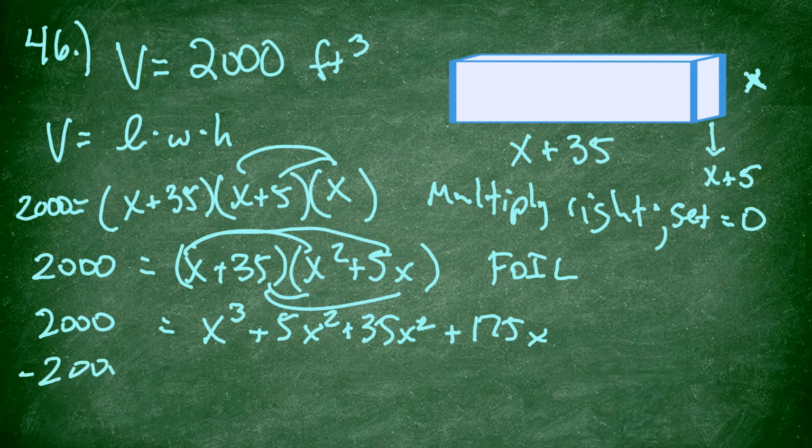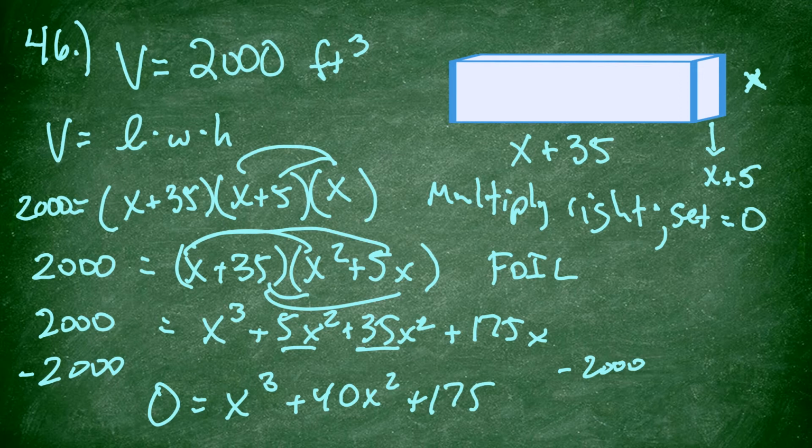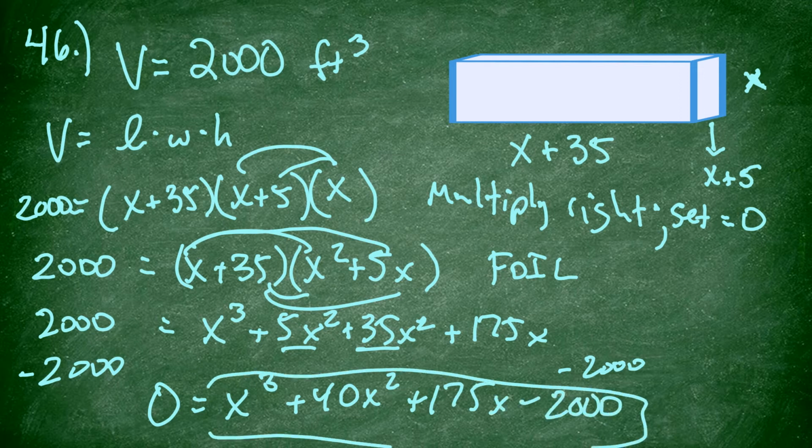Now I'm going to subtract 2,000 from both sides, because once I have it equal to 0, I can solve it just like I've done every problem before. So I get 0 equals x cubed, combine those to get 40x squared plus 175x minus 2,000. Now this looks like a problem we've done before.